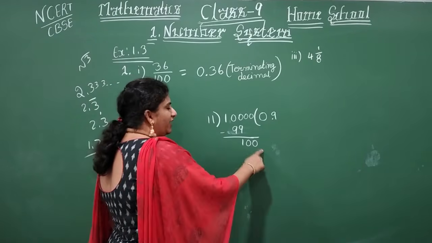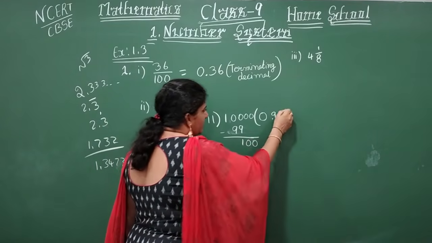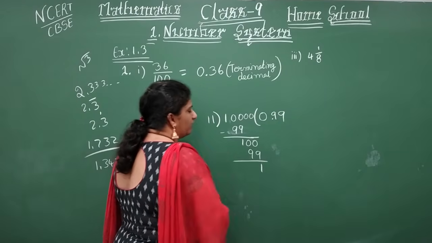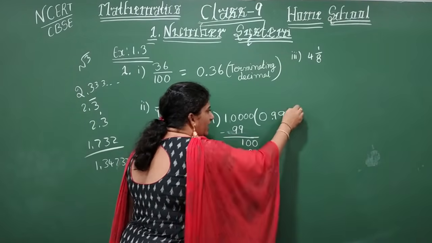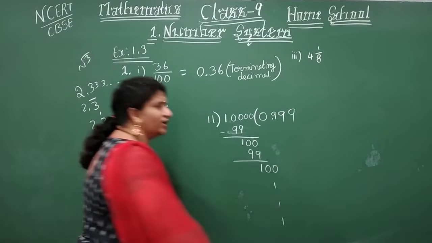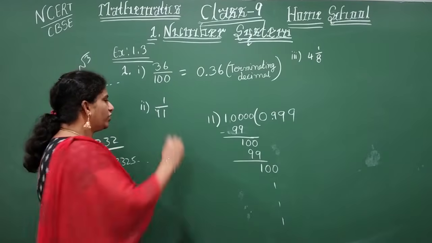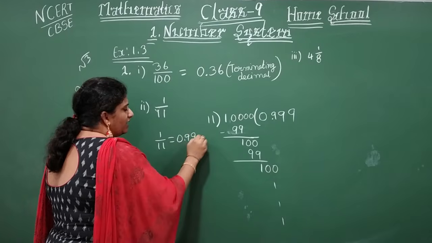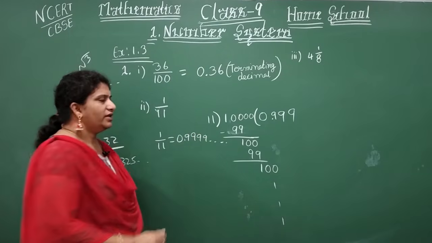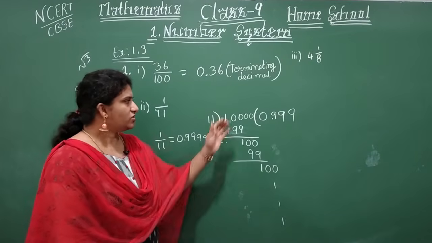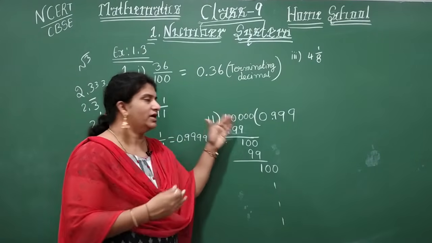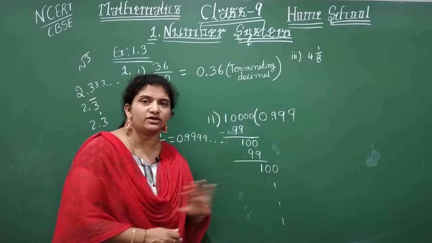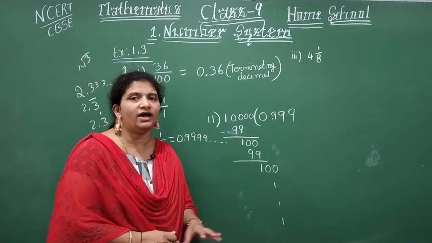So now again 100. In the 11 table, where do you get 100? Same, 9s are 99. 100 minus 99 will be 1. Again 0 0. Again 9. So on it continues. Yes or no? So now what can you write? 1 by 11 is equal to 0.9999, and so on. There is no end for this division. If you increase zeros, you are going to get more 9s in your quotient, but there is no zero remainder. This division never ends.